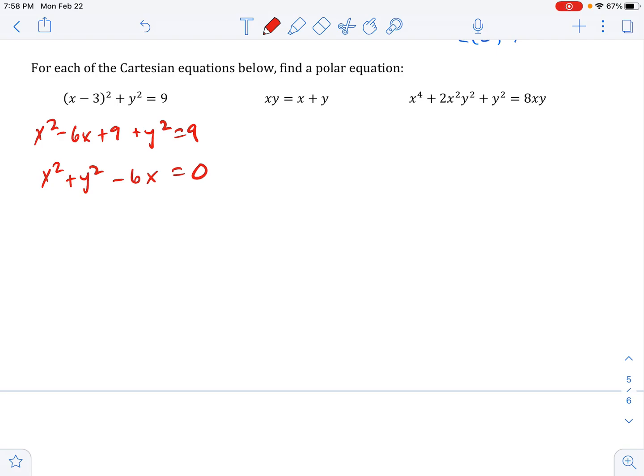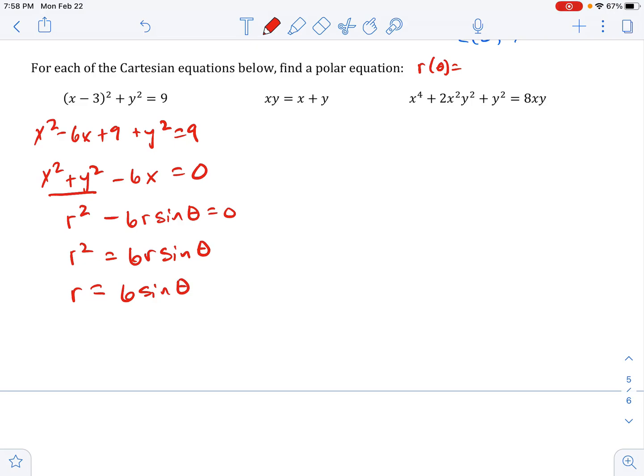Now remember, if we're going for a polar equation, we want it in the form of r of theta. So we want r to be alone, and we want theta on the other side. All right? So x squared plus y squared is just r squared. And then minus 6x is minus 6 times r sine of theta. And so now we can just go r squared equals 6r sine of theta. Divide by r on both sides. You just get r equals 6 sine of theta.